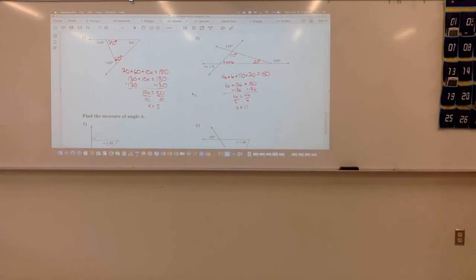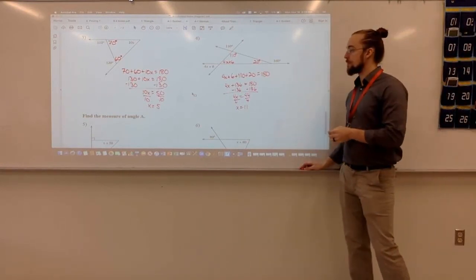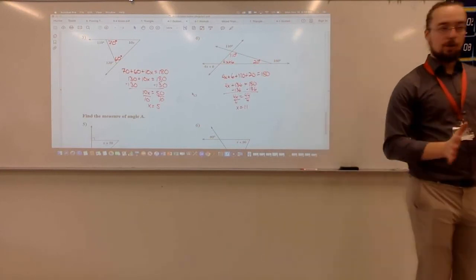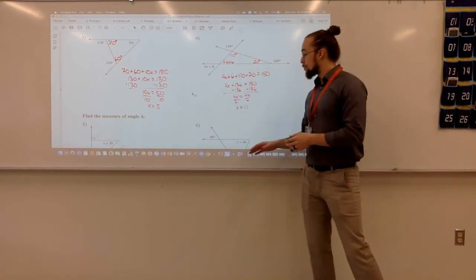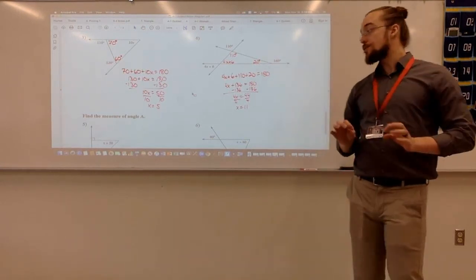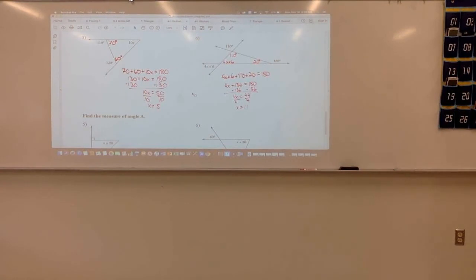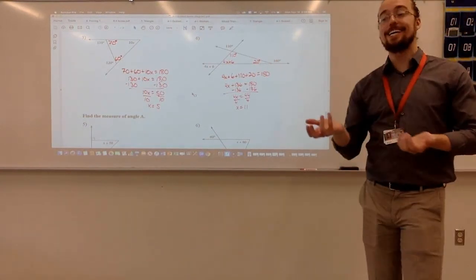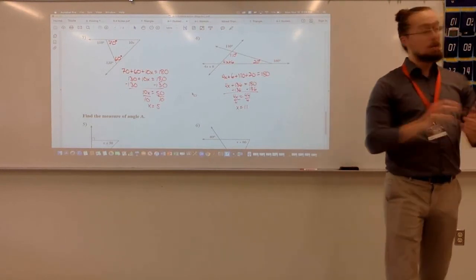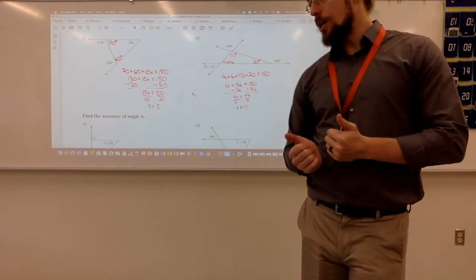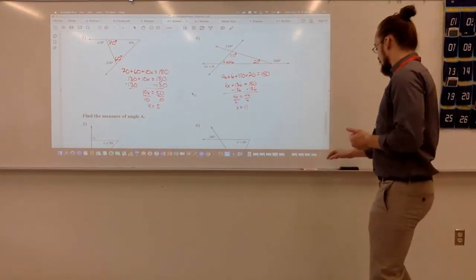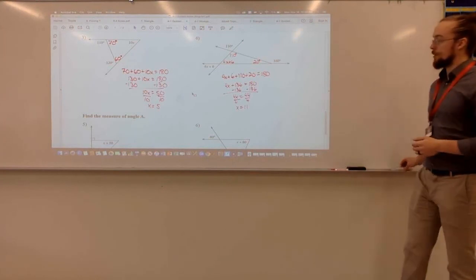So for this one, I believe we should get x equals 11. You feeling okay with these? Okay, so go ahead and try the last two then. Now notice on the last two, the directions say find the measure of angle A. So you will have to go one step further once you get x and plug it back into angle A. It's the same process. Add your 3 angles inside the triangle to 180. Then plug it back in to get the measure of angle A.